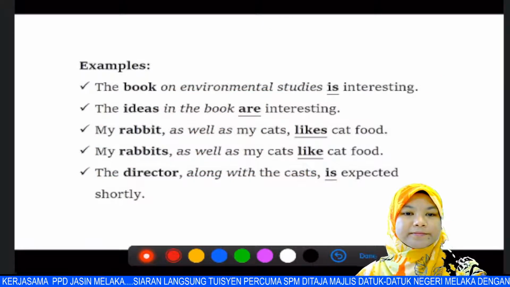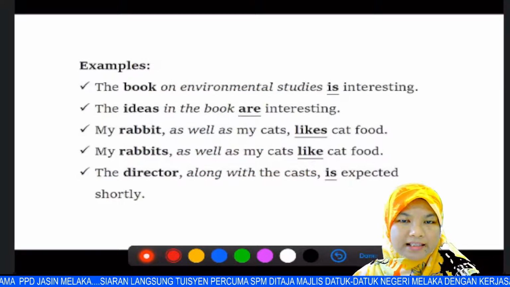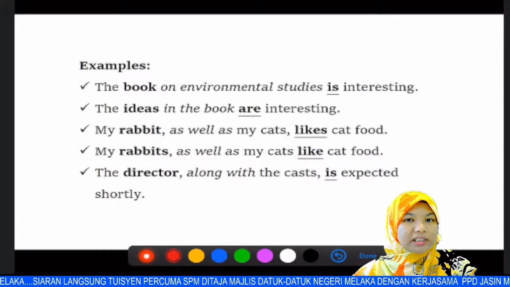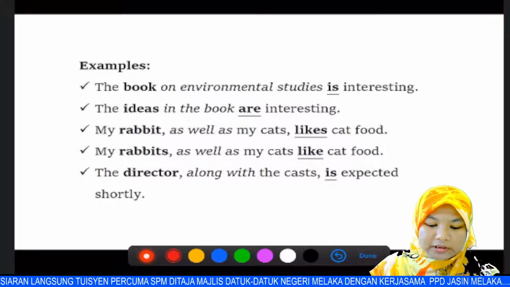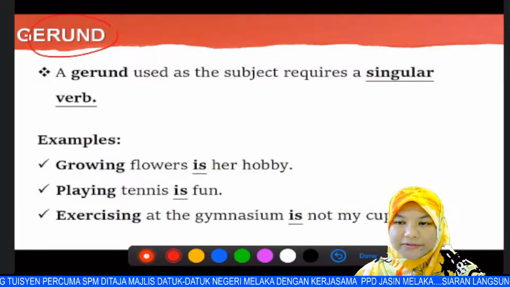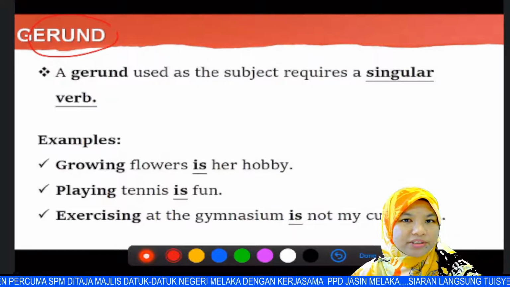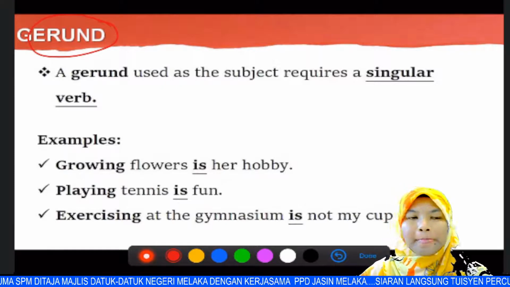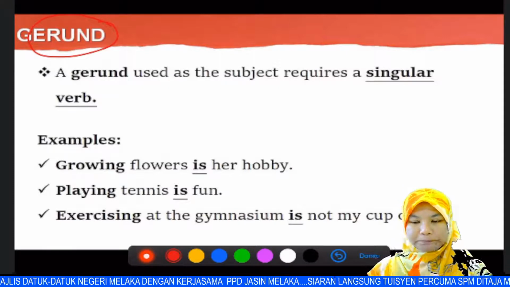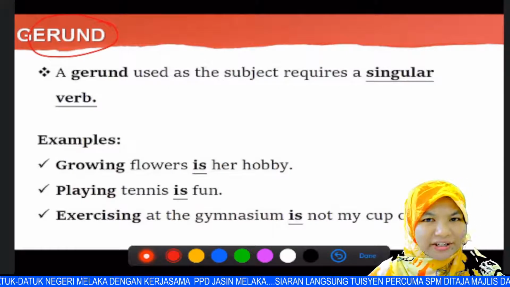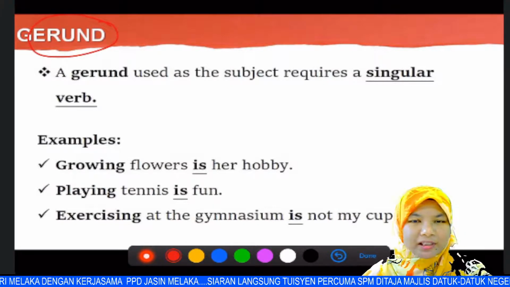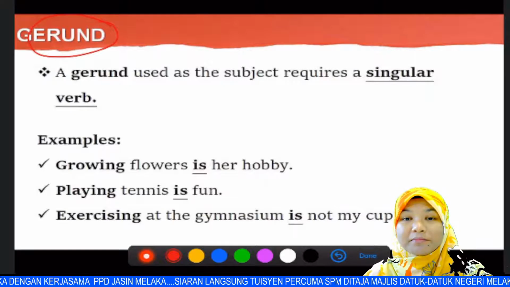Okay, proceed. The next basic rule of subject-verb agreement is when we use a gerund. I hope you still remember gerund. My last session was regarding gerund. Just to refresh, let's jog some memory: what is the meaning of gerund from my previous session?